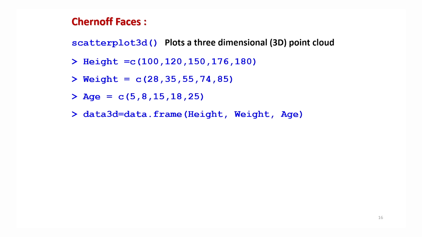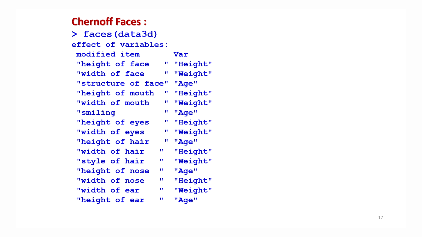Let me take an example. Once again, I take the same example of height, weight, and age. This data has been stored in a data frame, data3D. Now I execute the command faces(data3D). As soon as you execute it, you will get this type of outcome. You can see it tells you what your variables are and how the faces command has modified them.